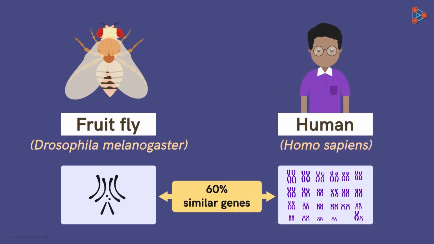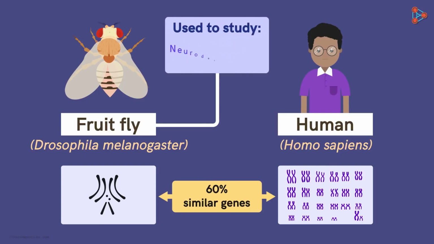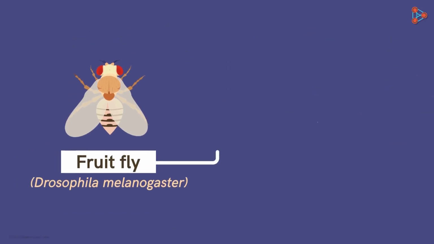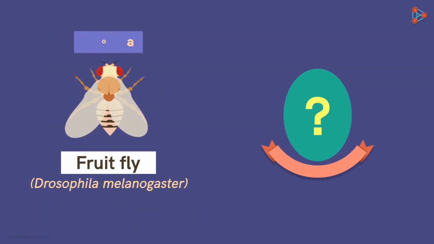And not only this, but the fruit fly is also used as a model to study the most serious neurodegenerative disorders, including Parkinson's and Alzheimer's. So this little creature is nothing short of a miracle for us. But who thought of using these tiny model organisms for experiments?